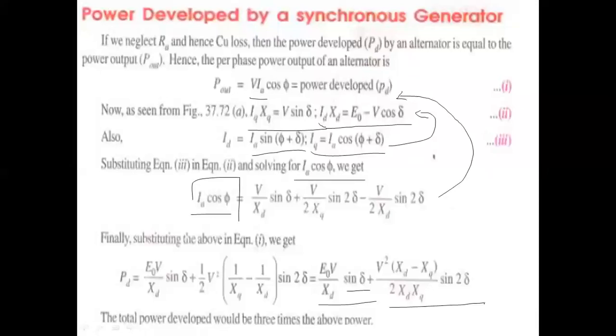So this developed power consists of 2 components. The first term represents the power due to field excitation, and the second term gives the reluctance power. This is the reluctance power.